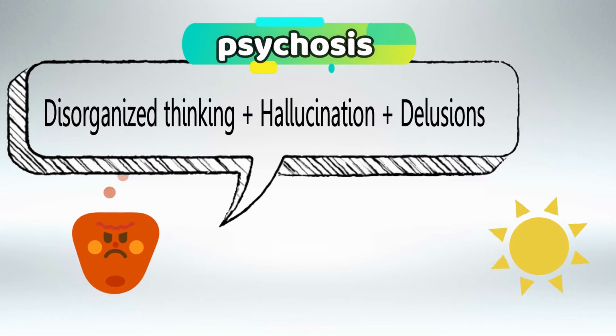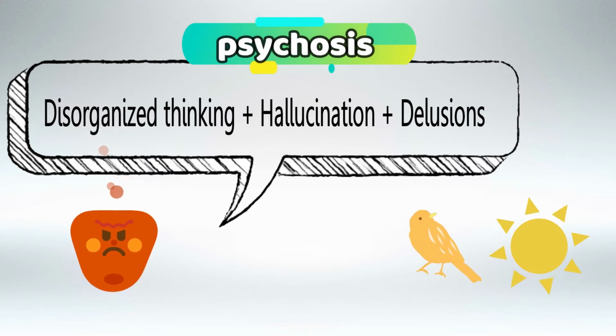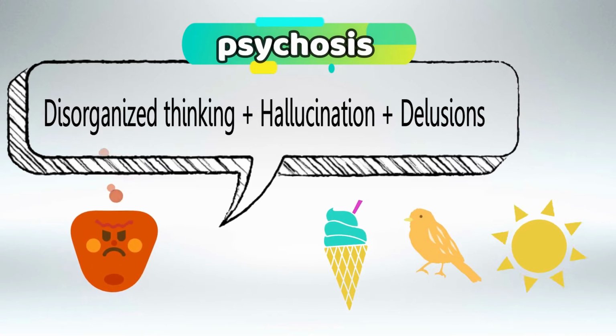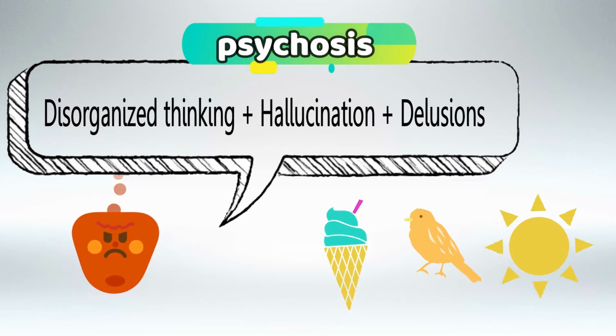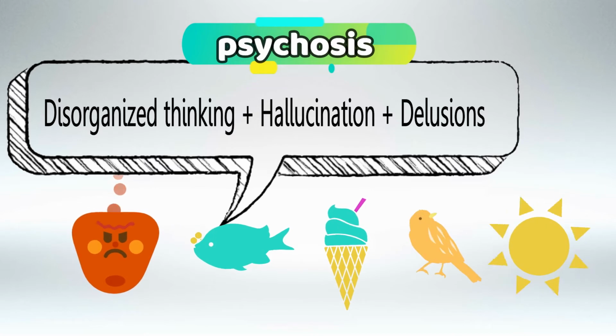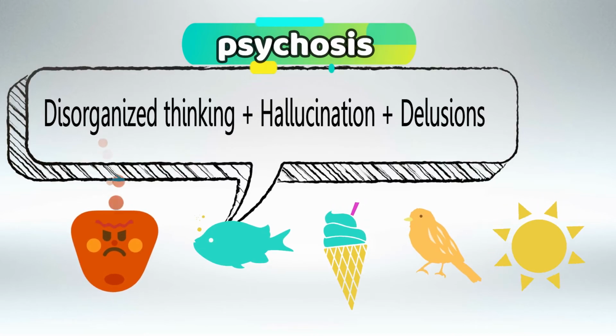Keep in mind that the hallucination could be visual, and we see this mostly in patients taking a drug overdose, or auditory, which is the most common type for schizophrenia, or gustatory, which is a change in taste, and we see this mainly in patients with epilepsy, or olfactory, which is smelling, and we see this in the aura of patients with migraine.